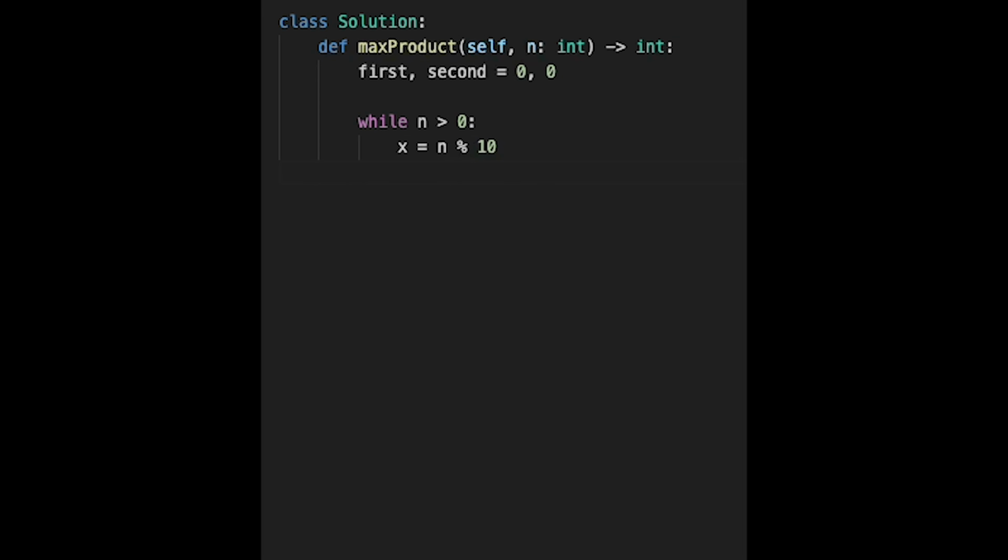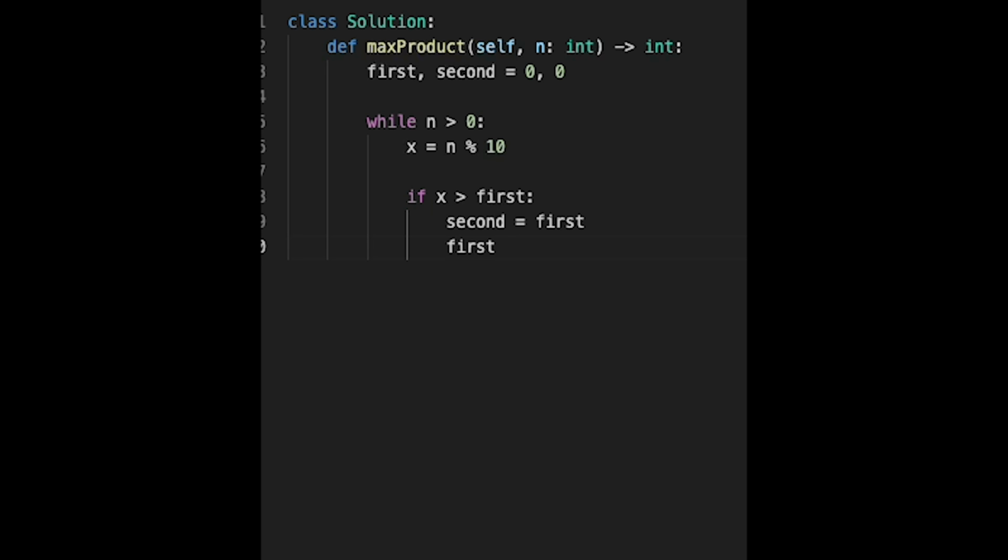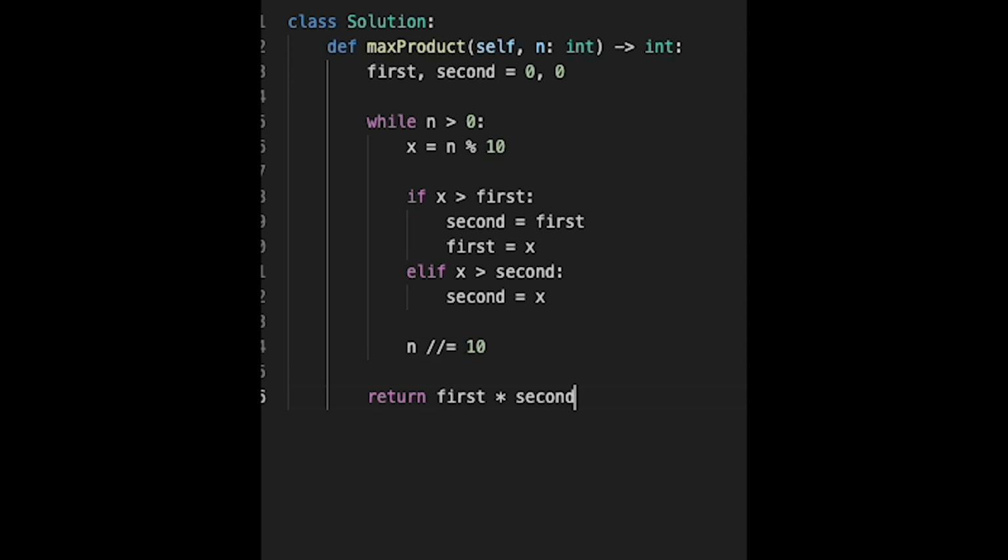And then if x is greater than first, in the case x is the biggest right now, right? So update second equal to first, and then first equal to x, right? Else if x is greater than second, in that case just update second equal to x. And every time we remove the rightmost number, so n divided by 10. And after that, just return first multiplied by second.